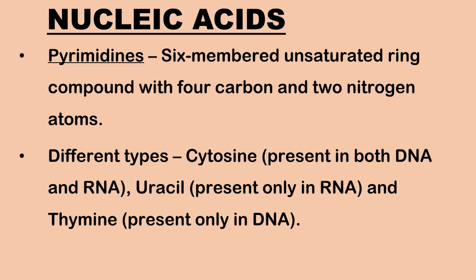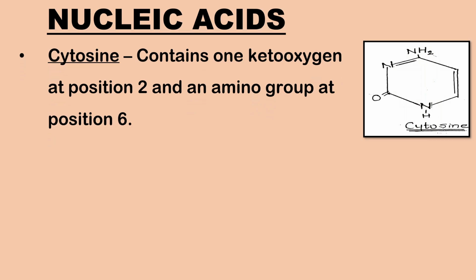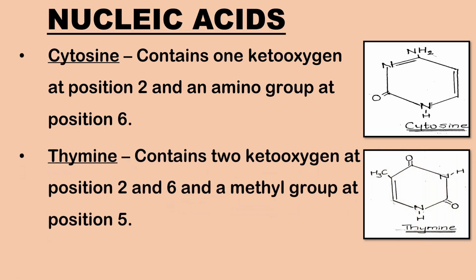2-oxy-4-aminopyrimidine present in both DNA and RNA, uracil or 2,4-dioxypyrimidine present only in RNA, and thymine or 5-methyluracil present only in DNA. Cytosine contains one keto-oxygen at position 2 and an amino group at position 6. Thymine contains 2 keto-oxygen at position 2 and 6 and a methyl group at position 5.